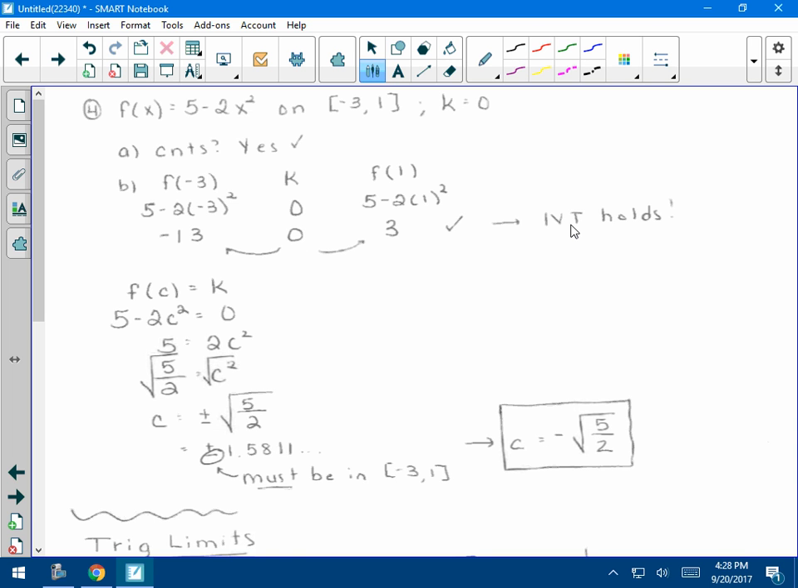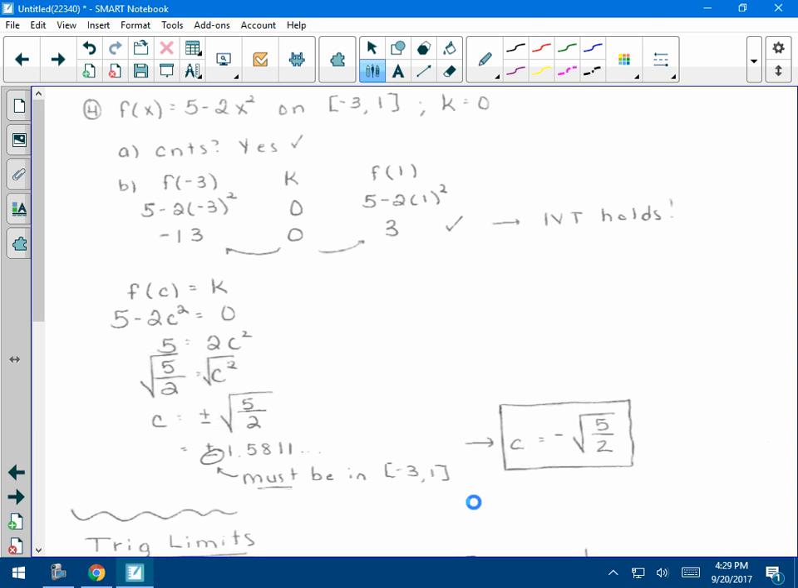K equals 0 is between those two endpoints, so the intermediate value theorem holds, so I should be able to find a c value that's equal to this k value. So I want f of c equal to k. Plug in c. 5 minus 2c squared equals 0. Solve for c. I added 2c squared over, divided by 2, square rooted it. Square root of 5 halves is plus or minus 1.5811. You have to be between negative 3 and 1, so positive 1.58 isn't in that, but negative 1.58 is. So it's negative radical 5 halves.